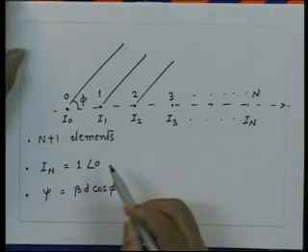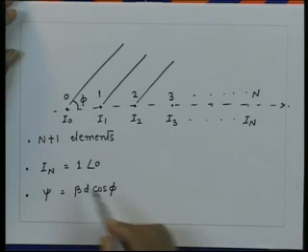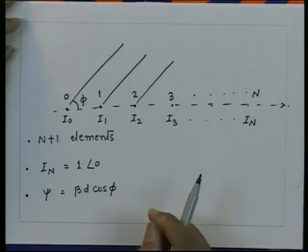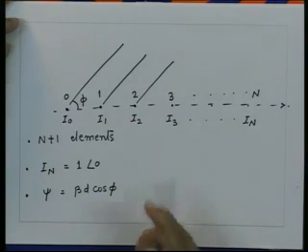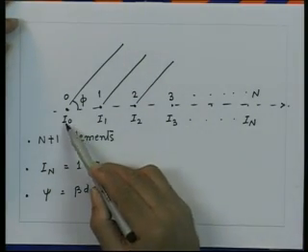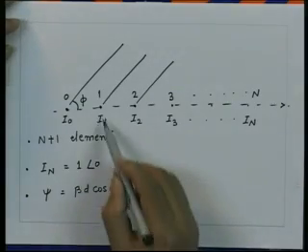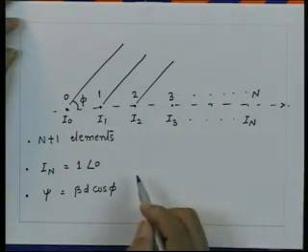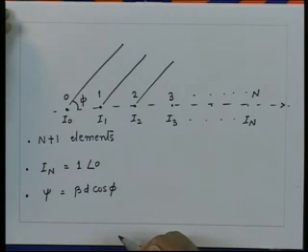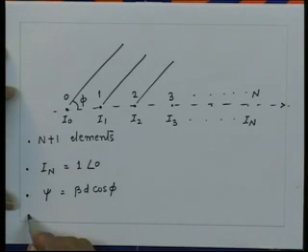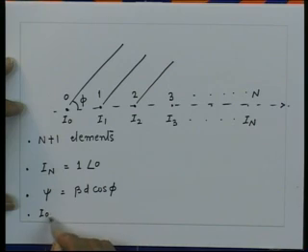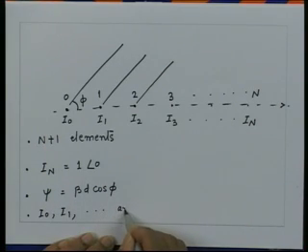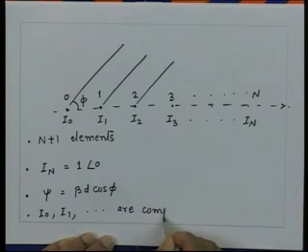Recall, in case of uniform array we had defined this quantity psi, which was beta d cos phi plus delta, which was the electrical progressive phase shift. However, that delta now we can absorb into the excitation currents, because this I 0, I 1, I 2, all these currents in general are complex currents. So, we also say here now in general this I 0, I 1 and so on are complex quantities.